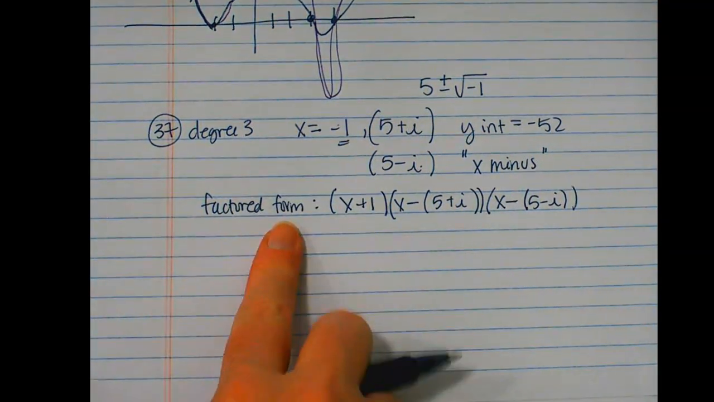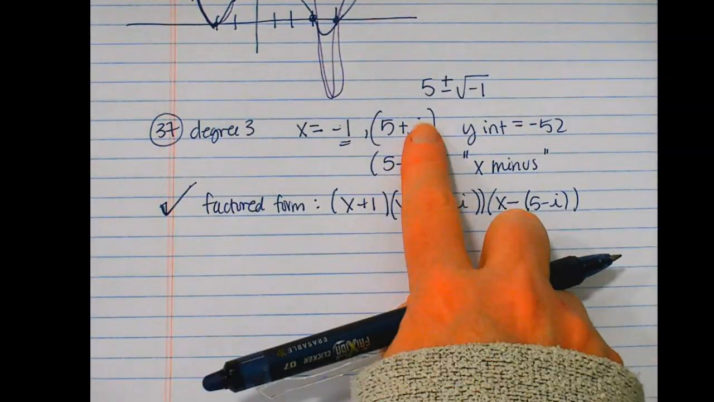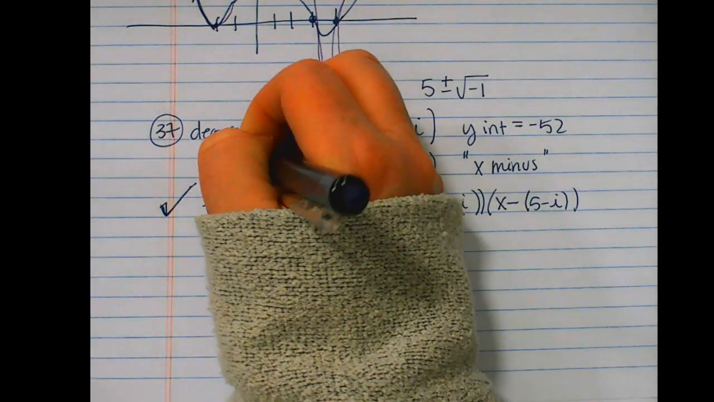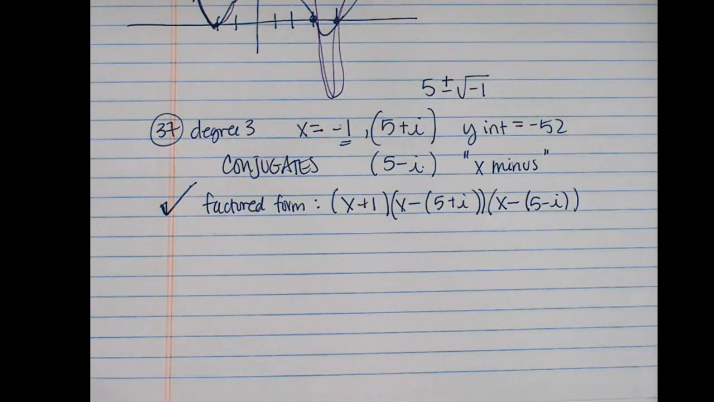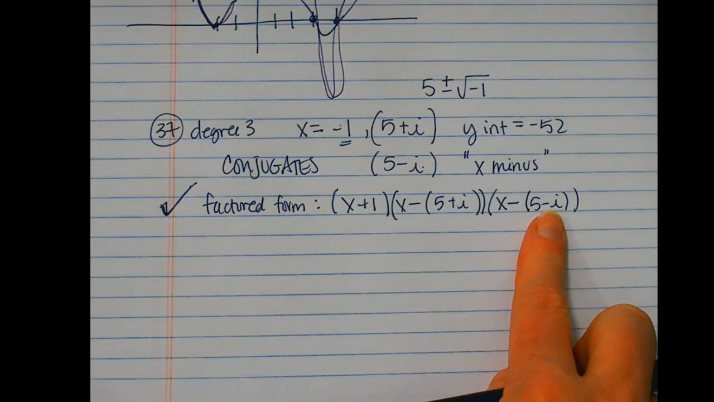So this I want you to be able to do without question. I want you to notice that these are evil twins and come together. They're called conjugates. I've used that word a lot. I bring it up every time we have this kind of thing. And then I definitely want you to be able to write it in factored form.